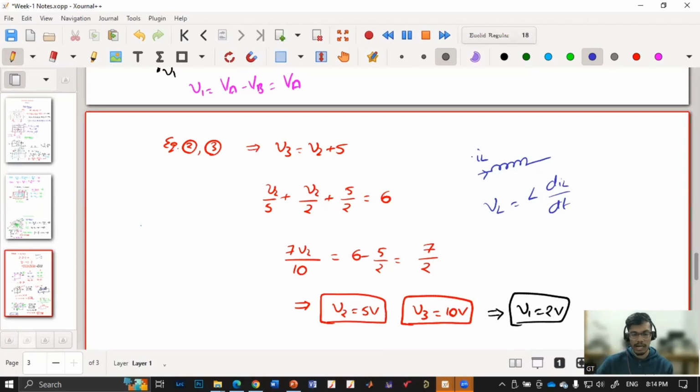So in an inductor, current cannot change immediately. It has to be a smooth function. The inductor current cannot change immediately, so its current will change slowly. So in some scenarios, you can use inductor current as a current source because it more or less remains constant. It would be difficult for you to actually understand right now.